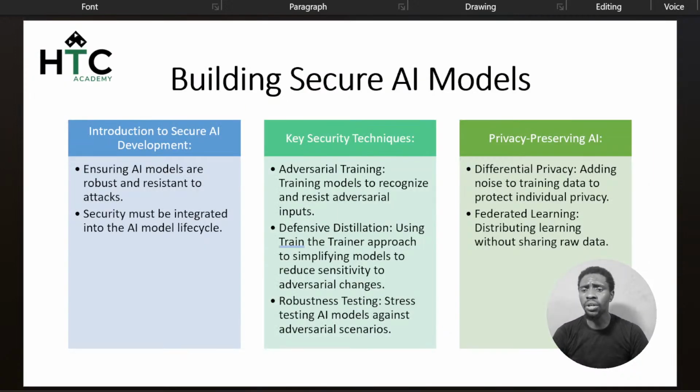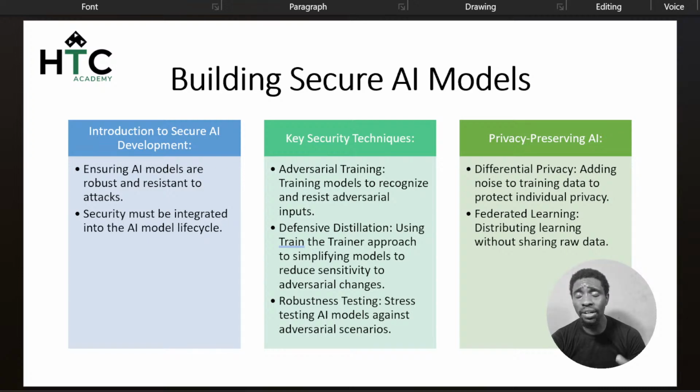So, building a secure AI model. Let's look at the introduction to secure AI development. We have to ensure that AI models are robust and resistant to attack, because the truth of the matter is AI systems have to be robust, because you train an AI system with all the data that you have. There are specific data that you use to train the AI system, and we will explain robustness later on. But one thing we need to ensure when developing an AI system is that the AI system should be robust.